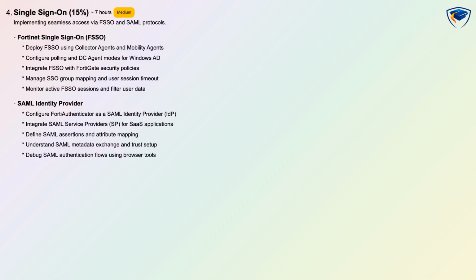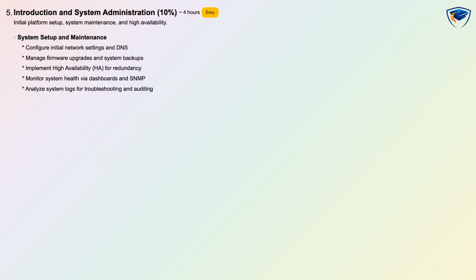For SAML, you will configure FortiAuthenticator as an identity provider, integrate service providers for SaaS, define assertions and attribute mapping, and exchange metadata and debug authentication flows. Introduction and system administration makes up 10%, is easy, and recommends roughly 4 hours of hands-on and conceptual study.